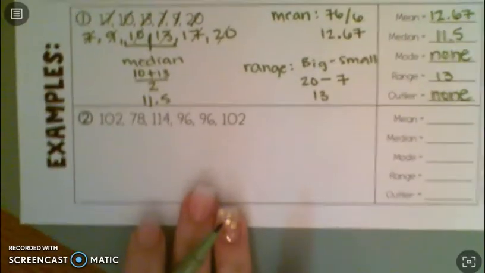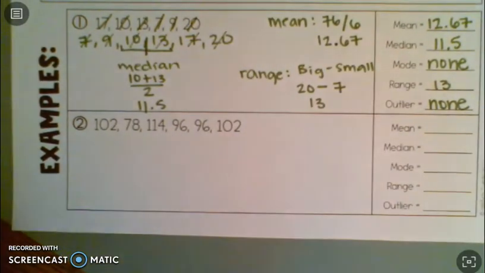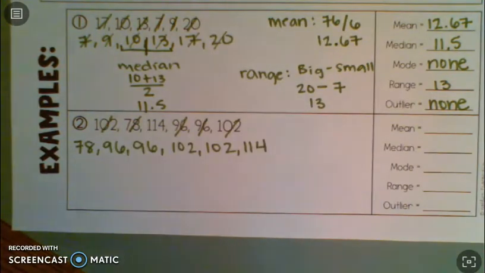Okay, let's try the next one. Go ahead and order them from least to greatest, and when you're done, unpause the video. So check to make sure you put the correct ones in order. You should have 78, 96, 96, 102, 102, and 114.